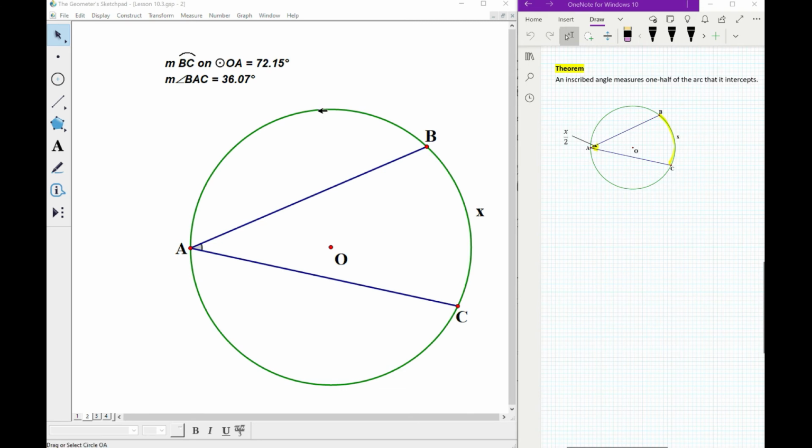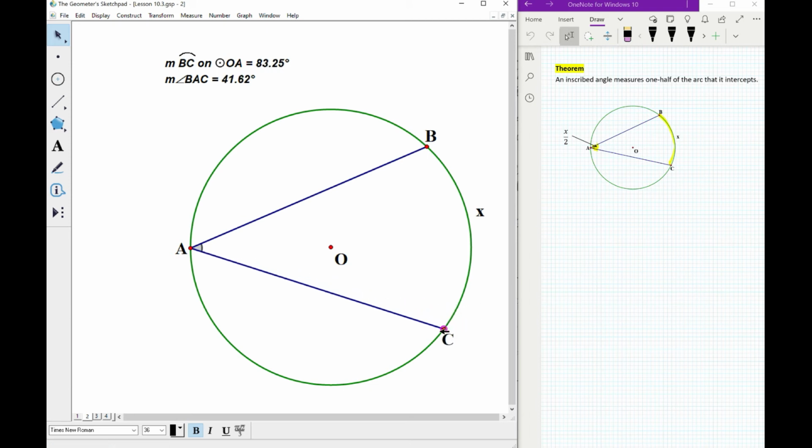As you can see here, the measure of arc BC is about 72.15 degrees, and the measure of angle BAC is 36.07 degrees. If we select one of the points, let's say point C, and start rotating it around the circle, you can see that the measure of arc BC and the measure of angle BAC will either increase or decrease at the same ratio of 2:1 respectively. For example, if I go all the way here, this is 67.58 and the measure of arc BC is 135.17, which is exactly a ratio of 2:1. So this is always going to be true no matter what: it's always going to be 1/2 of the arc that it intercepts.